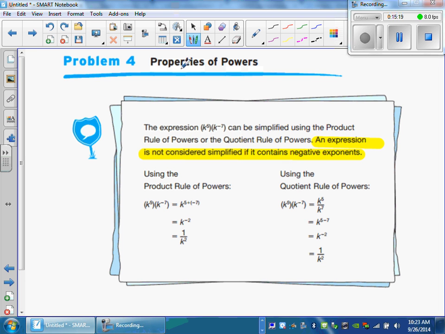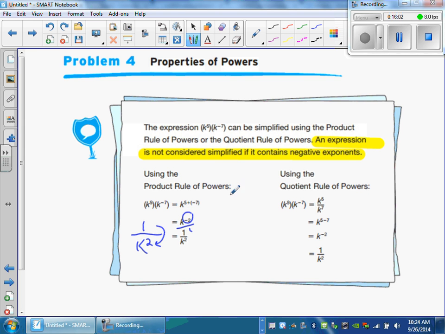So here's the two ways you can go about doing that. The first one is using the product rule of powers. We know that if you are multiplying the same base, you can add the exponents. And we know that 5 plus negative 7 gives us a negative 2. And we were told in this lesson 13.3, it's new to us, that if you have a negative exponent, you can move it to the opposite side of your fraction bar. So technically, this negative 2 was on the top. We would move it from the top down to the bottom, and it becomes positive, so we have k squared, and now we can put it under 1.